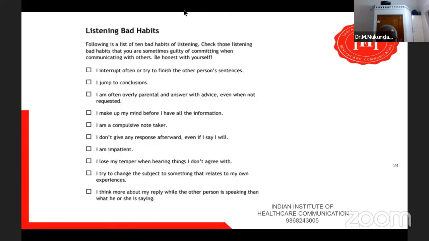See, more than the tallies or the total score, the whole idea of these statements is that we often do these things and we don't even know that they actually interfere with the interaction. For example, a lot of us have a habit of finishing the other person's sentences.